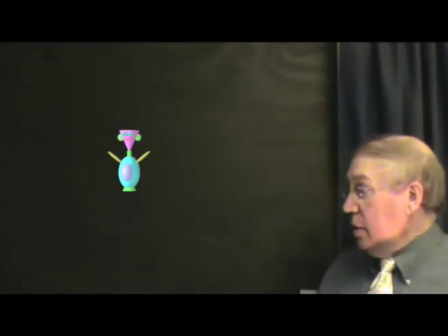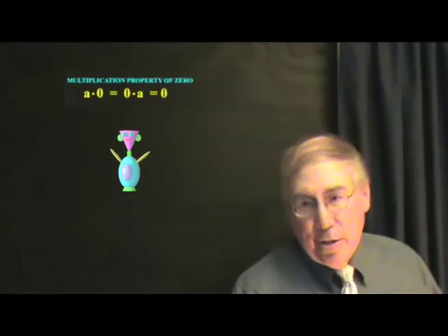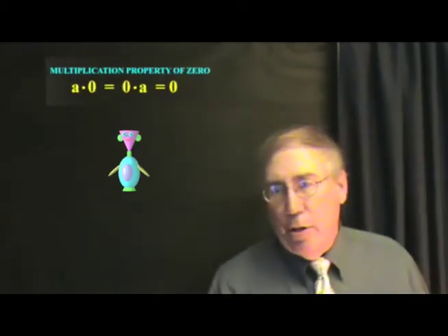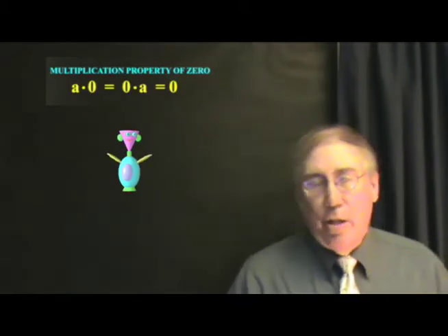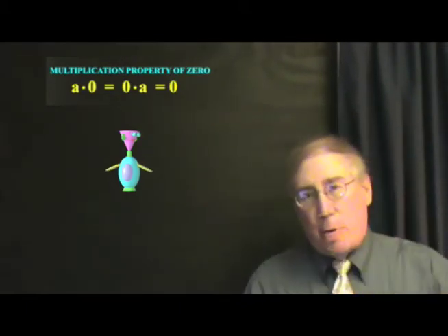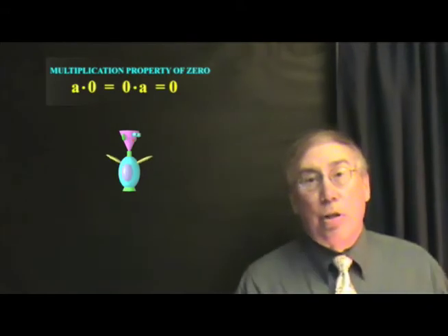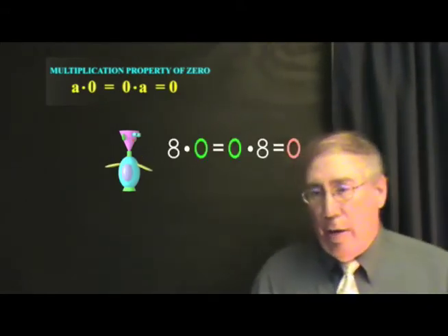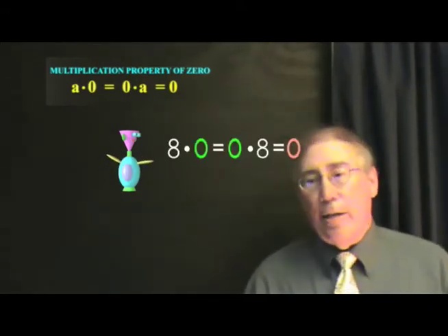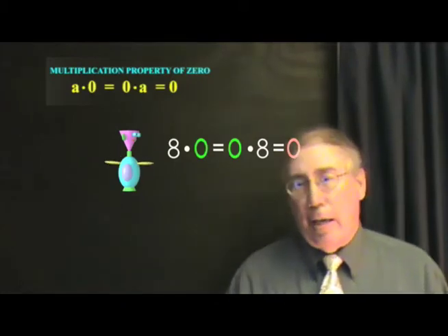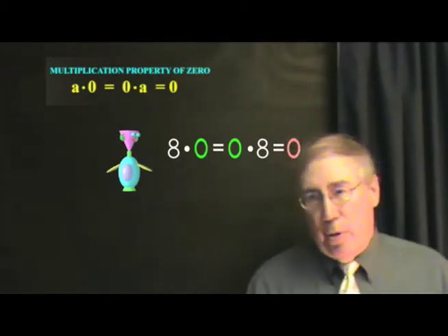So now let's look at something along those lines with multiplication involving 0. The name of that is the multiplication property of 0. So a number times 0, or 0 times a number, equals 0. As an example here, we have 8 times 0 equals 0 times 8, which equals 0.